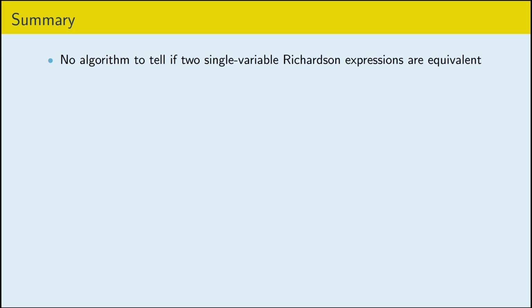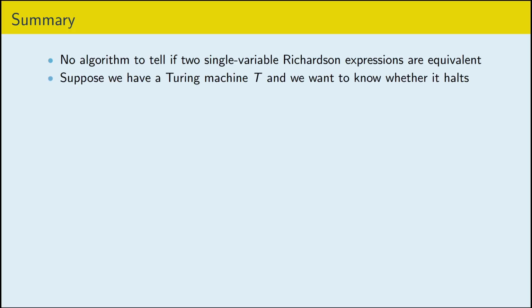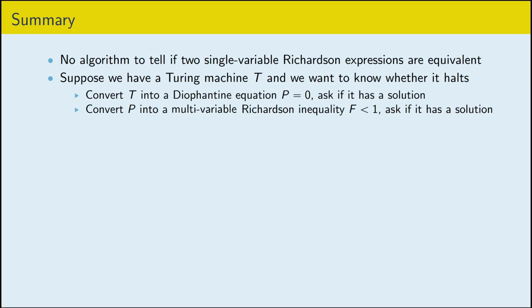For the sake of contradiction, suppose that we did have such an algorithm that could tell us whether 2 single variable Richardson expressions are equivalent, and we have some sort of Turing machine T, and we want to know whether T halts. First, we can convert our Turing machine into a corresponding Diophantine equation, P equals 0, that has a solution if and only if the Turing machine halts. Then we convert P into a multivariable Richardson inequality, f is strictly less than 1, that will have a real solution if and only if the original Turing machine halts.